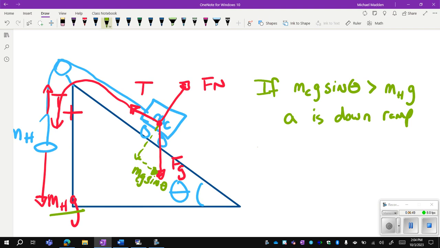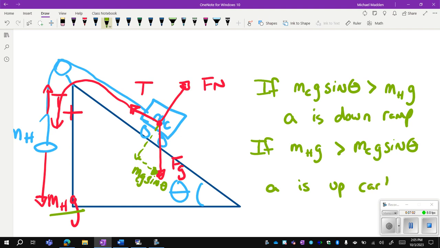And then the opposite is true. If mhg is greater than mcg sine theta, then the acceleration is going to be up the ramp. The cart's going to accelerate up the ramp.